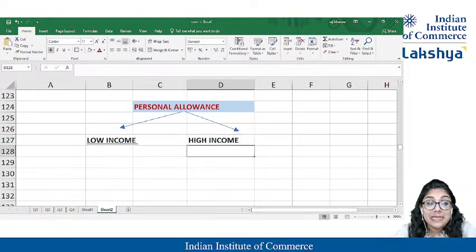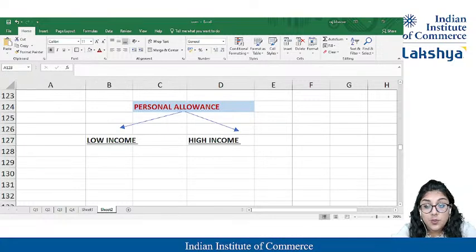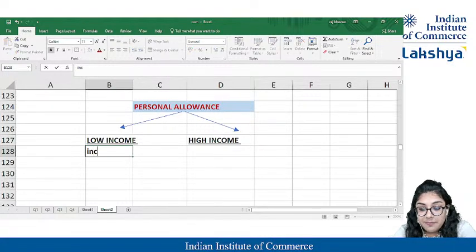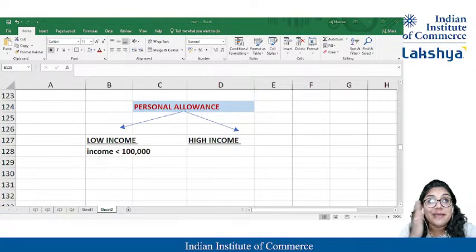I'm not selling salaries, I'm not telling other things, I'm just selling income, guys. If I am having a low income, that means what? If my yearly annual income is less than 1 lakh pounds, I will get a relief.